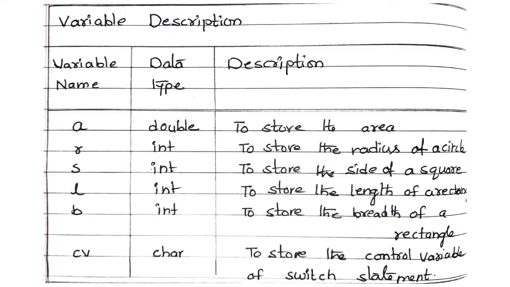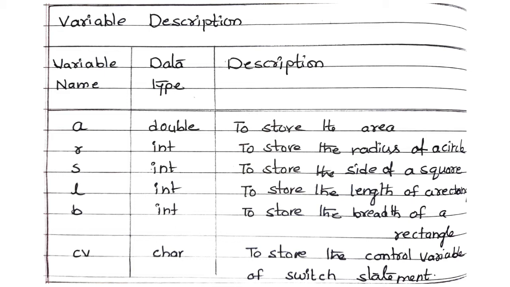Now come to the variable description. Here we have 3 columns: variable name, data type, and description. In the variable names, we are writing the variables that we have used in the program. Under the data type column, we are writing the data types of the variables. And in the description column, we are writing the description of the variable.